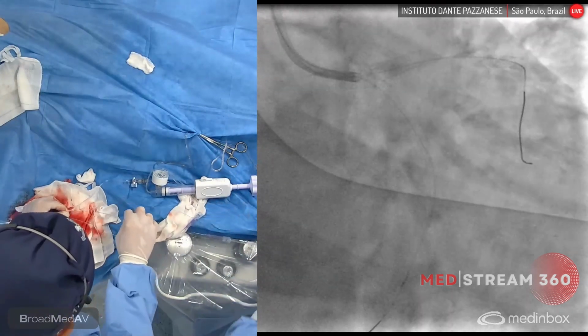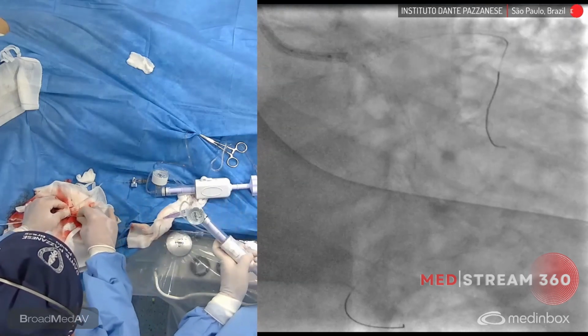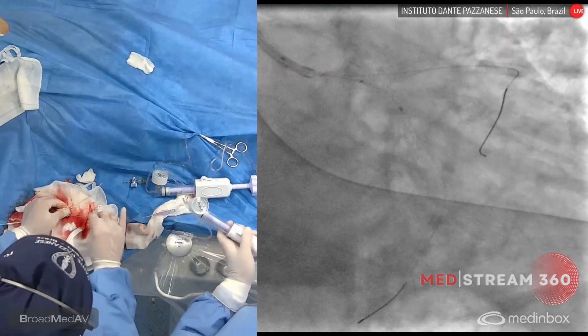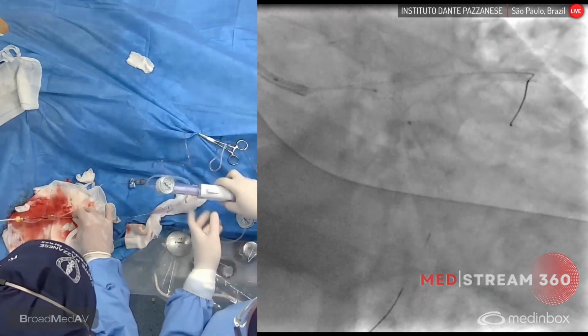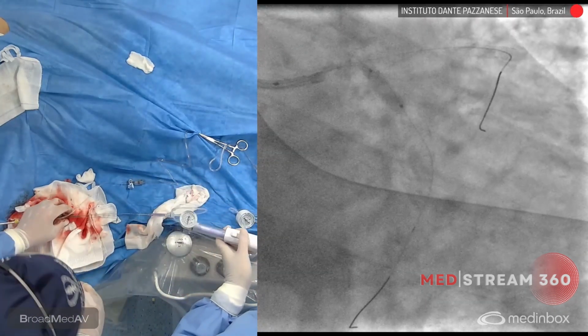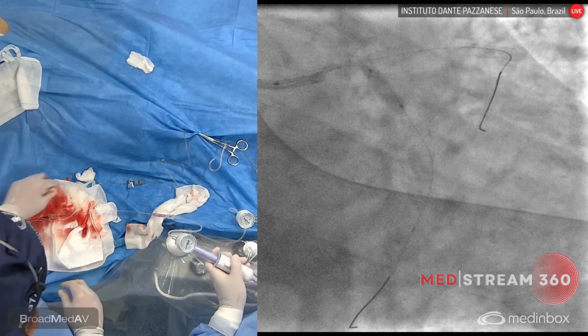And we can do protamine here. Yeah, and we're going to do the protamine. Leave it there and try to advance the balloon and inflate a little bit, not in the left main, a little bit more distal. Right? Yes, protamine here.